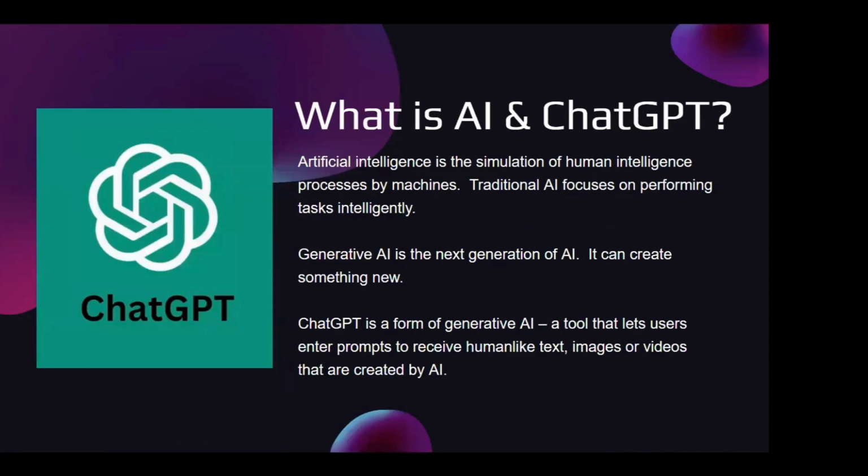So what is AI and ChatGPT? AI stands for artificial intelligence and is the simulation of human intelligence processes by machines. Traditional AI focuses on performing tasks intelligently. Examples of traditional AI include Siri and Alexa, which some of you may have. These AI have been trained to follow specific rules to do a particular task.